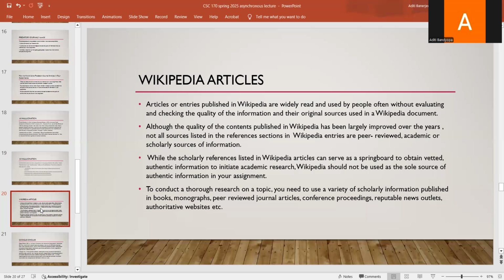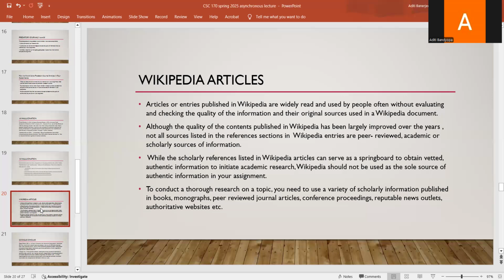in reference sections in Wikipedia entries are peer-reviewed, academic or scholarly sources of information. You may use the scholarly references listed in Wikipedia articles as a springboard to obtain vetted, authentic information to initiate your academic research. But you must read those original articles or the documents first to get the information. Then cite them in your assignment as your source of information.